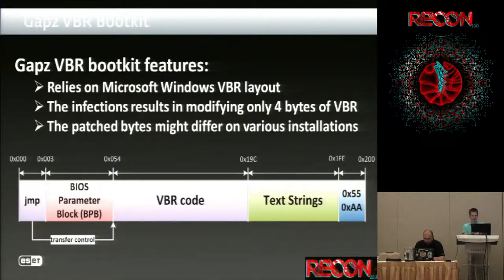Some of the most interesting features of the bootkit is that it results in modifying only 4 bytes of the VBR. And here, at the bottom of the slide, you can see the VBR layout for a Microsoft NTFS volume. The first 3 bytes are instructions which transfer control to the VBR code. There is a BIOS parameter block here, a special structure which describes the volume partition, some error strings, and the signature. So the malware modifies 4 bytes here, and these bytes might be different on different installations or on different instances of the operating system. So it's not straightforward to detect this modification, because on different systems these 4 bytes are different.